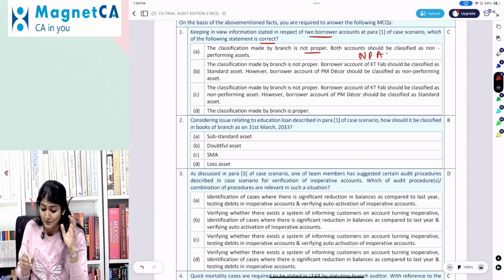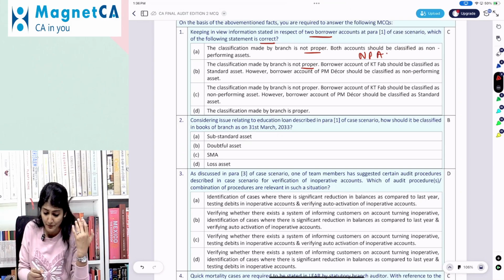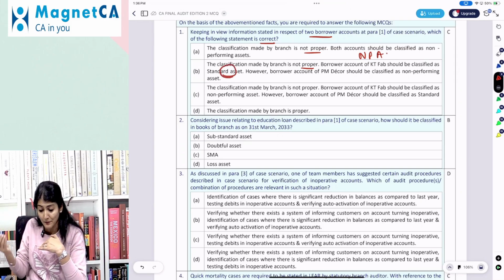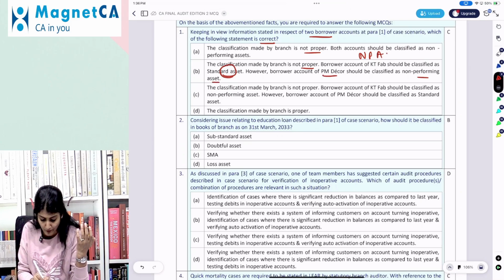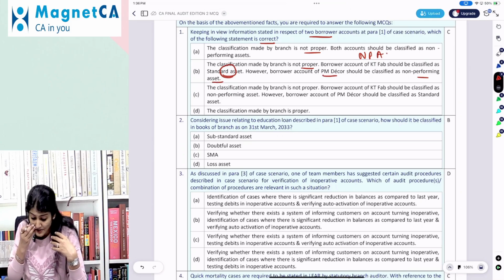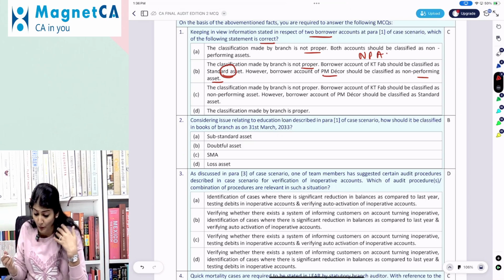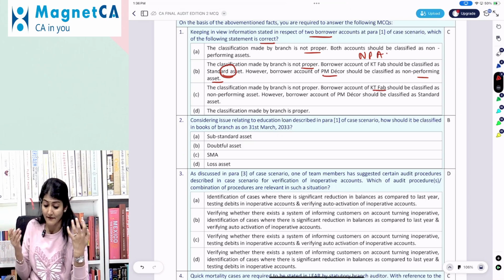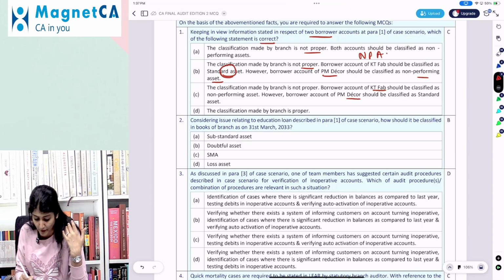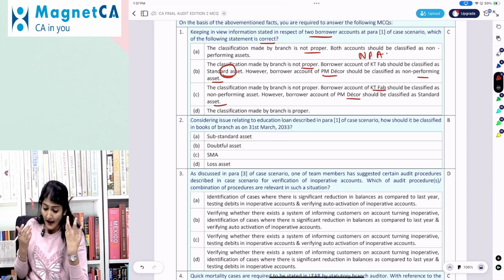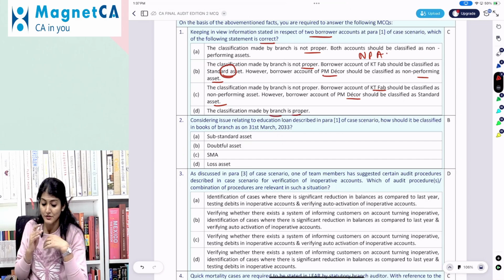The classification made by the branch is not proper. Borrower account of KT should be classified as standard asset, whereas PM Decor should be classified as non-performing asset. Classification made by the branch is not proper. Borrowing account of the KT Fab should be classified as NPA and the PM Decor should be classified as standard. And the classification made by the branch is proper.